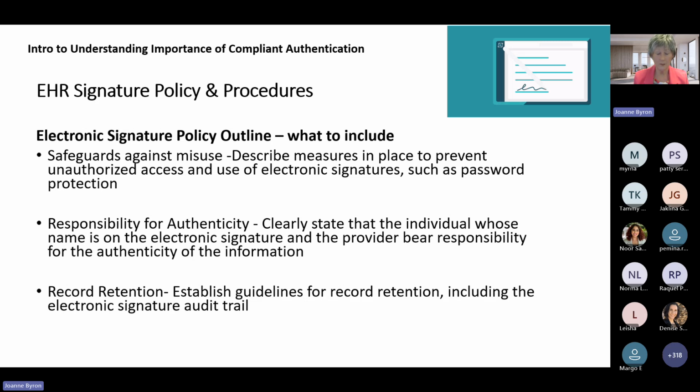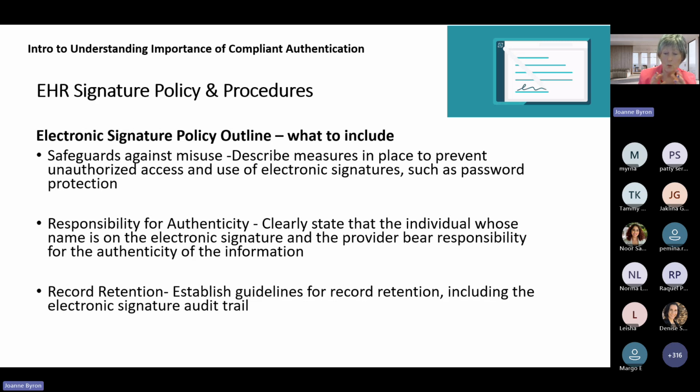And the last is record retention. This refers to writing your guidelines for record retention, including the electronic signature audit trail. There are medical record retention policies, there are HIPAA documentation retention policies, which is 6 years. CMS is 5 years. If you are a managed care provider, I believe it's 10 years.